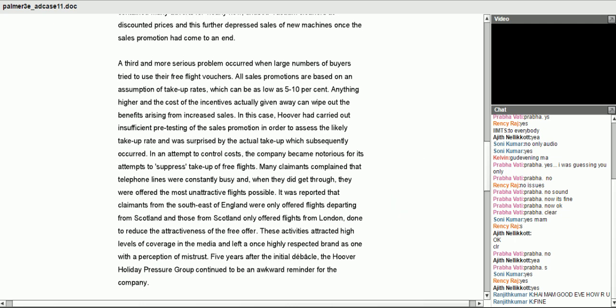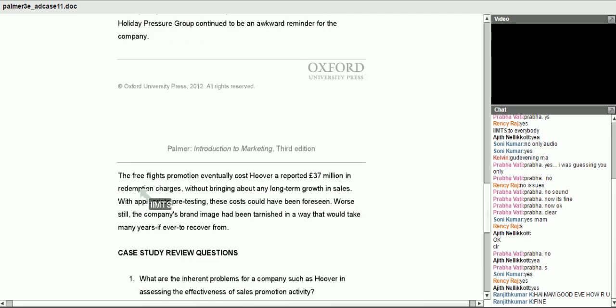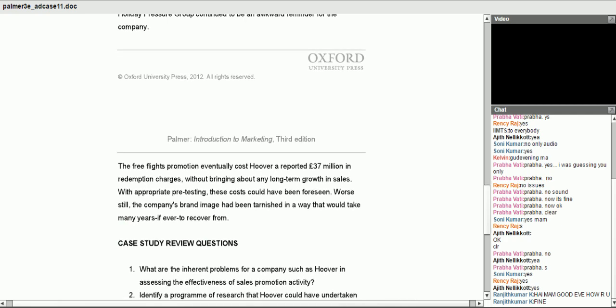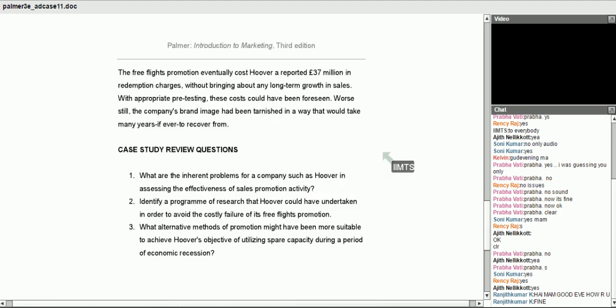Okay. So this was one important point. The free flights promotion eventually cost Hoover a reported £37 million in redemption charges without bringing about any long-term growth in sales. So with appropriate pre-testing, these costs could have been foreseen. Worse still, the company's brand image had been tarnished in a way that would take many years, if ever, to recover from. Okay, so this was the case study on Hoover's sales promotion policy.